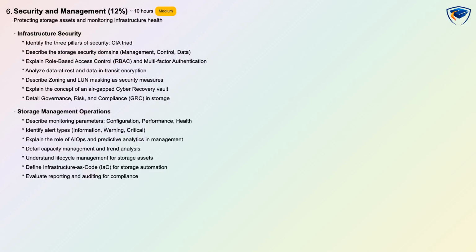Security and management is 12%, medium difficulty, and requires about 10 hours to master protecting storage assets and monitoring health. Learn the 3 pillars of security in storage with the CIA triad, storage security domains for management, control and data, RBAC and multi-factor authentication, encryption for data at rest and data in transit, and access controls like zoning and LUN masking along with concepts such as an air-gapped cyber recovery vault and GRC for management operations.